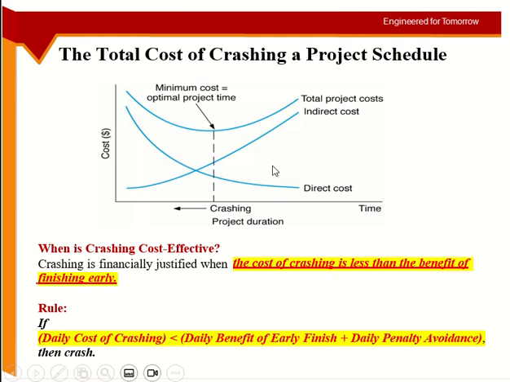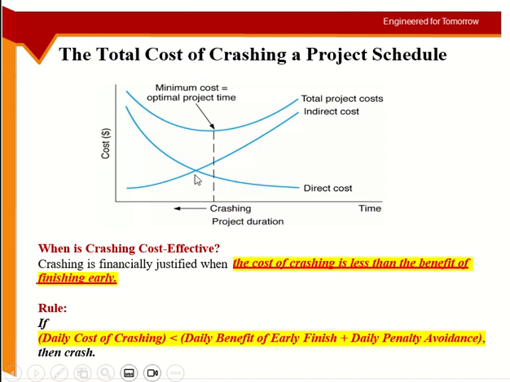So this is the whole idea behind it. You are trying to reduce the duration of the project, you will increase the direct cost, and because you are reducing the duration, your indirect cost will reduce. So direct will increase and the indirect will reduce. The indirect is reducing because of the number of days you are reducing, and the direct is increasing because of the same reason.